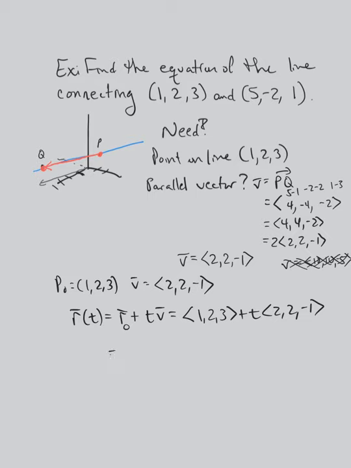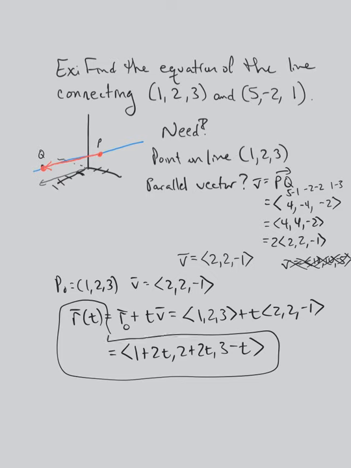And then I go and distribute and add. I'm going to get 1 plus 2t and 2 plus 2t, and then 3 minus t. And that's going to be the equation of my line in vector form. And I prefer that form. If you wanted to write it parametrically, you would just say x is 1 plus 2t, y is 2 plus 2t, and z is 3 minus t.